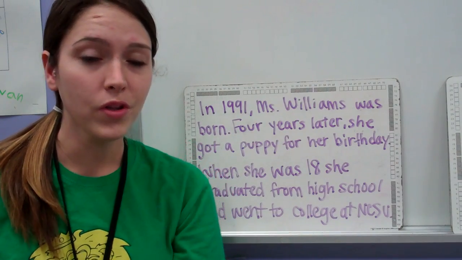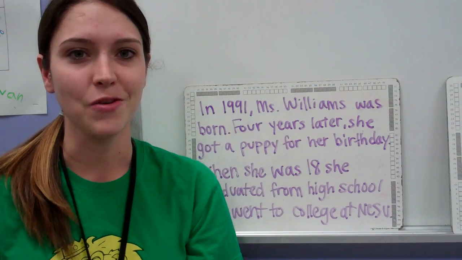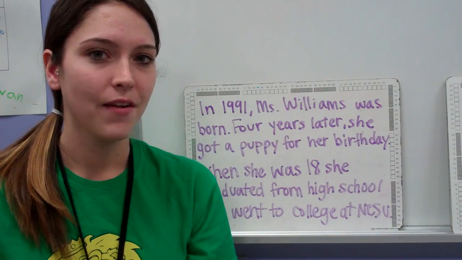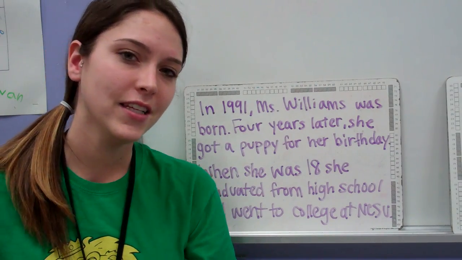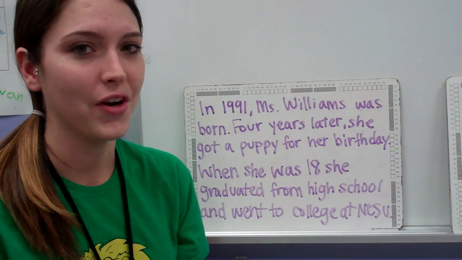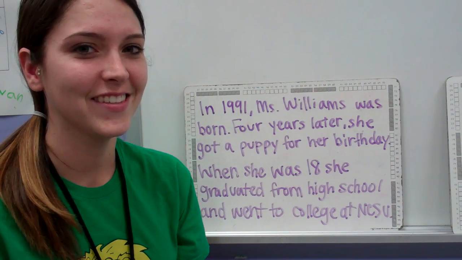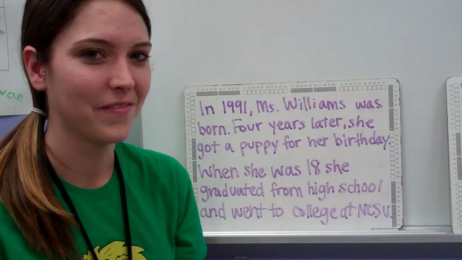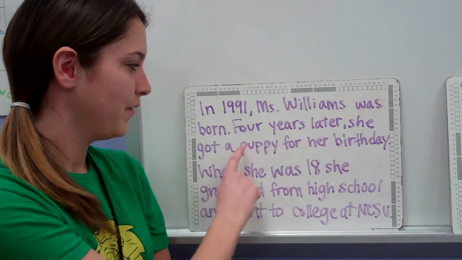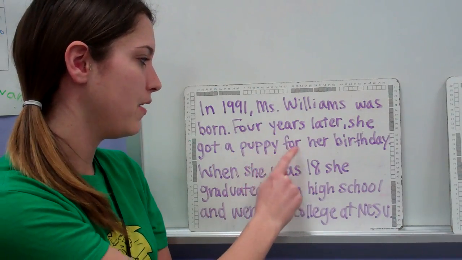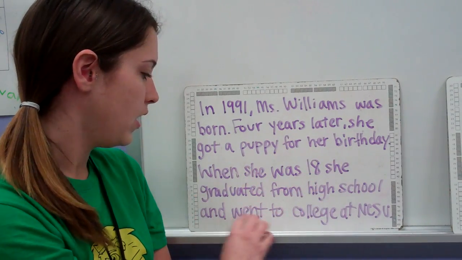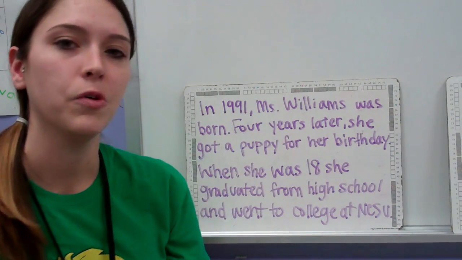Recipes aren't the only type of text that follow this sequence structure. Let's read another passage and see if we can figure out the difference between this information and the brownie recipe. In 1991, Miss Williams was born. 4 years later, she got a puppy for her birthday. When she was 18, she graduated from high school and went to college at NCSU.